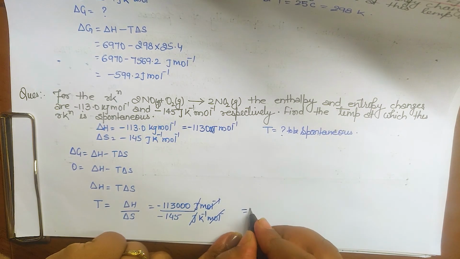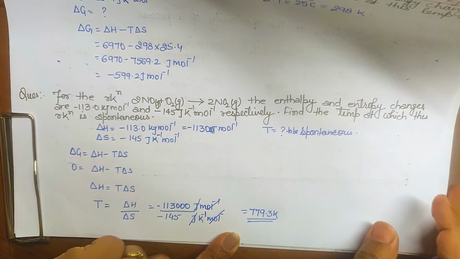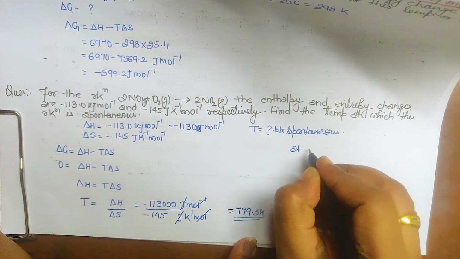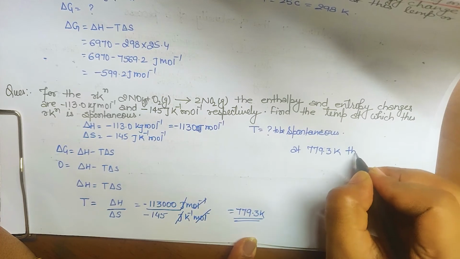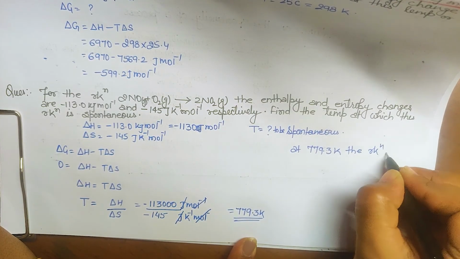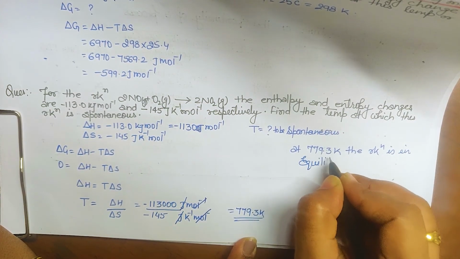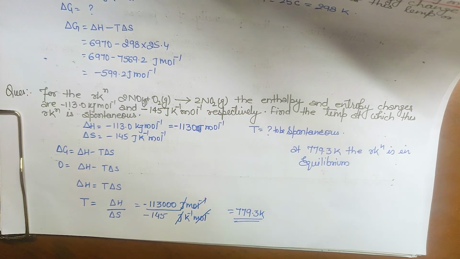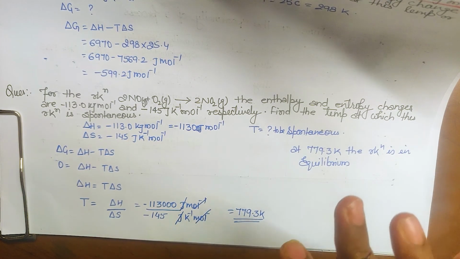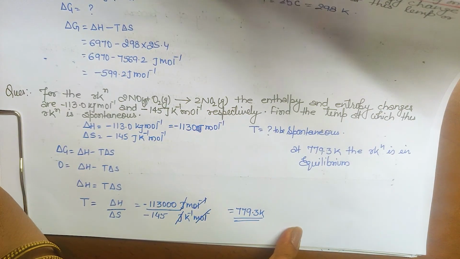It is 779.3 Kelvin. So you can write that at 779.3 Kelvin, the reaction is in equilibrium. That means it is neither moving in the forward direction nor in the backward direction. This reaction needs some initiation. It is in equilibrium. Got it? So what we have to do in this case, to proceed the reaction in the forward direction, we have to increase the temperature.